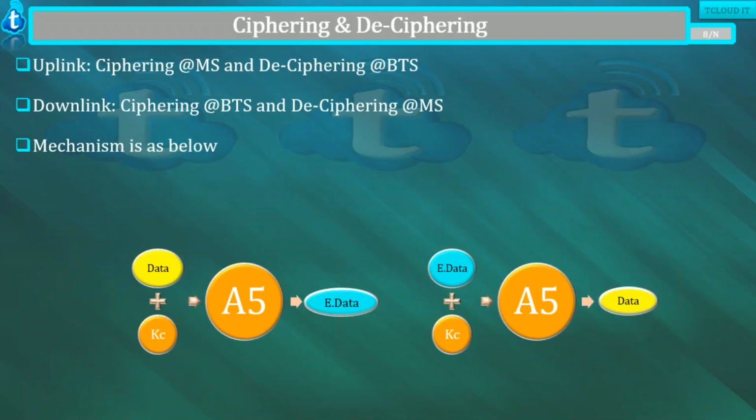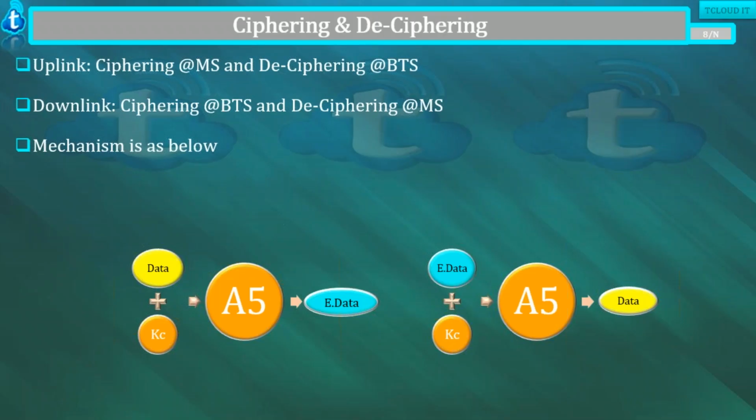But if somebody in the middle, some hacker on the radio interface, captures this data, can that person decipher or decrypt the data? Not possible, because the hacker never has this KC. Mobile calculated the KC on its own. It never forwarded the KC to anybody. BTS got the KC from MSC and BSC, and BTS is not sending this KC in the ciphering key. KC is never sent on the air interface.